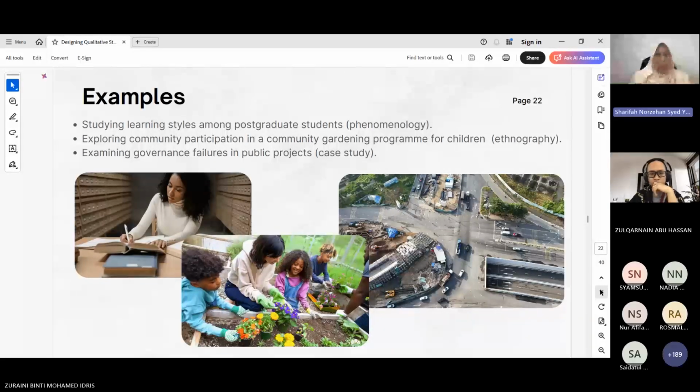Because in certain countries, examining governance failure in public projects, normally they have the auditors. The government auditors will actually issue a report on every project initiated by the government. In countries, especially developed countries, for example, Australia, they do have it.